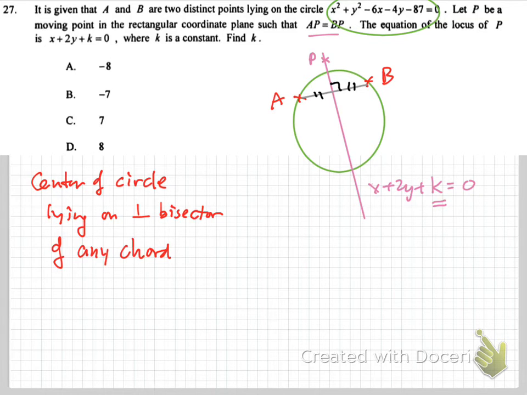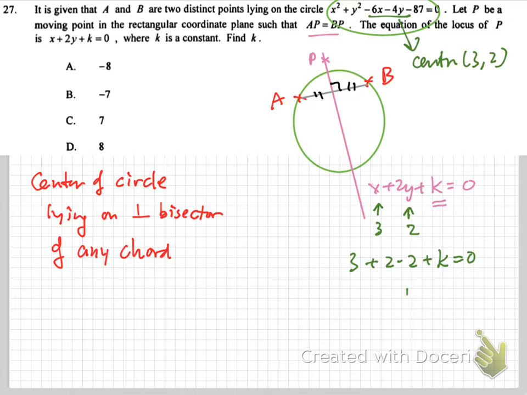What is the center? From the green circle, we can read the center from the equation. The center is at (3, 2). So we know (3, 2) satisfies this pink line. So we have 3 plus 2 times 2 plus k equals 0. So k will be minus 7, right?